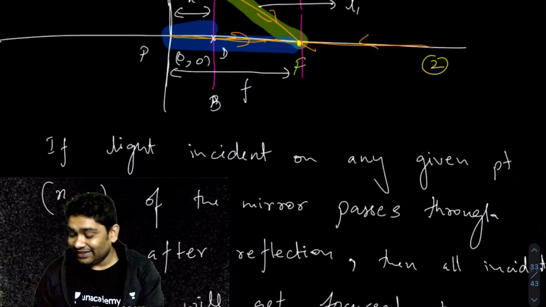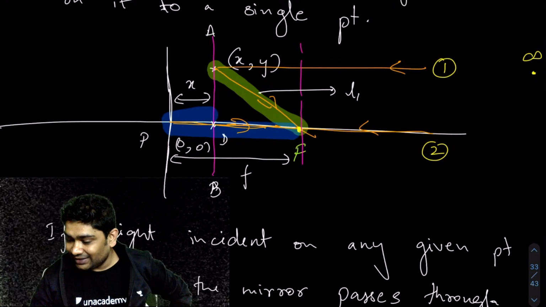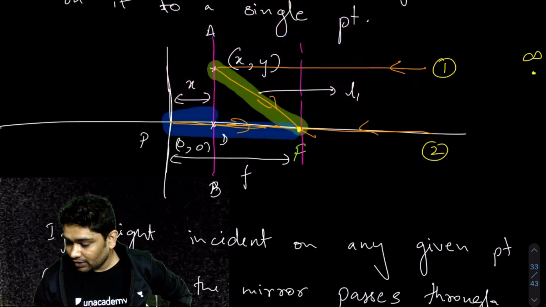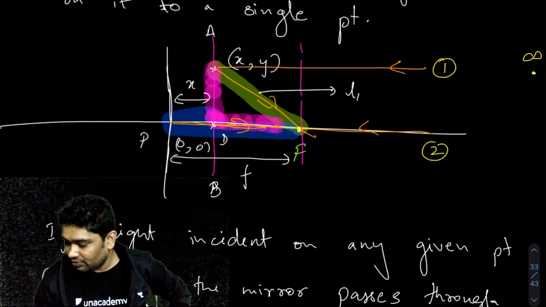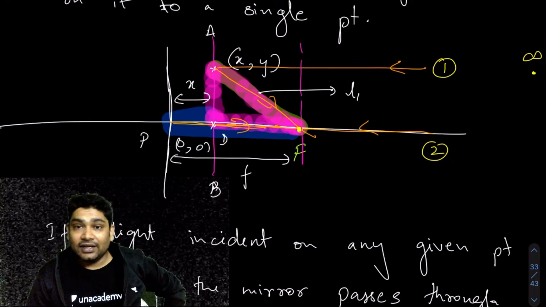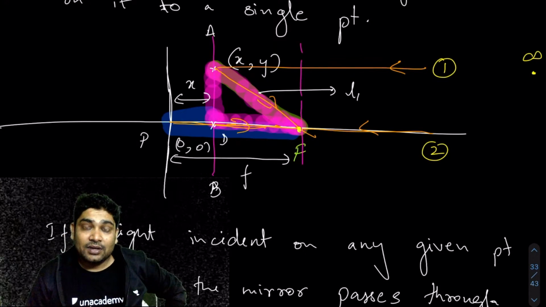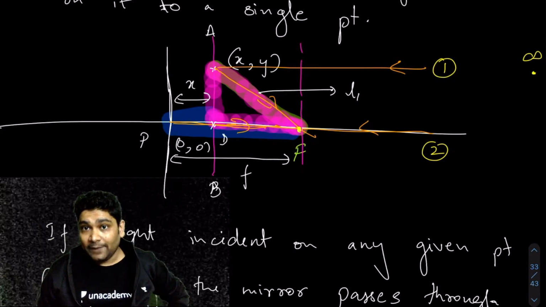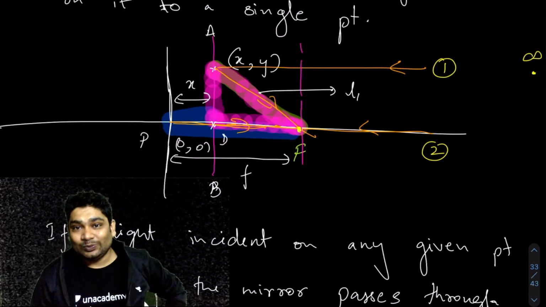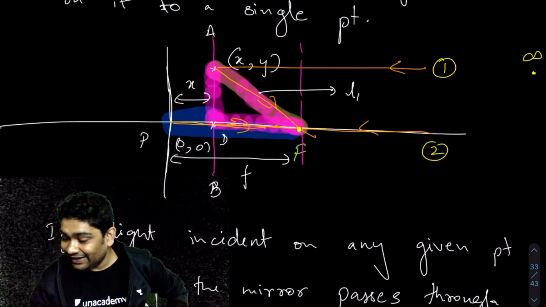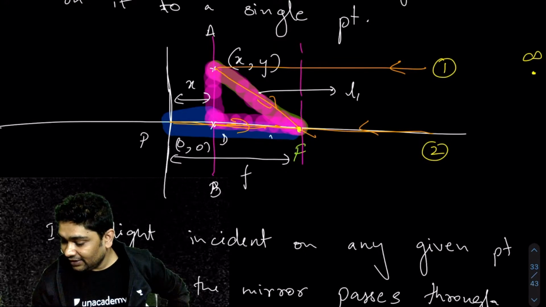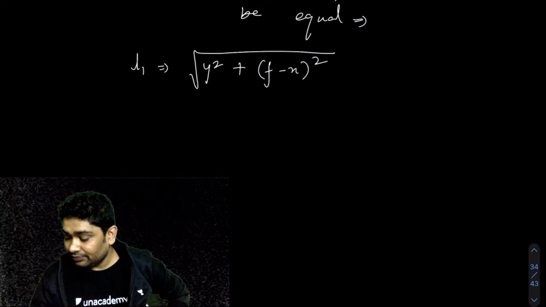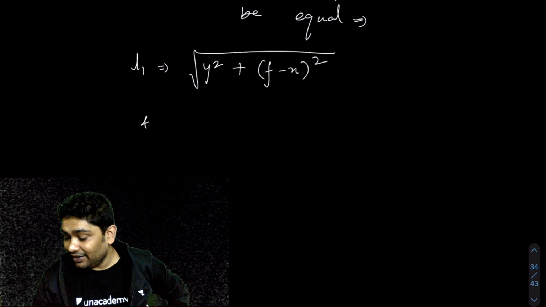So take a look at this triangle. From here to here, to here to here, to here to here. In this triangle, you realize the base is f minus x, the height is y, so the length L1 would be this. Okay, now what about the length L2? The length L2 is the length of this blue path. And L2 is f plus x.